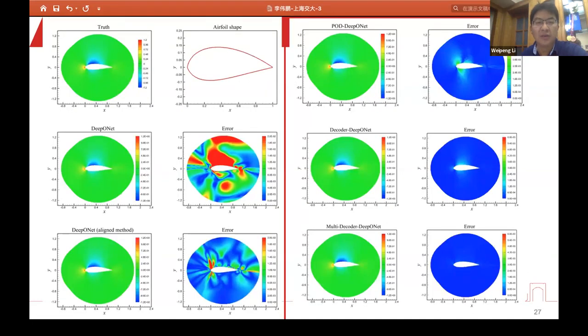And if we look at the flow field predicted by the networks, here is the truth value, and this is an airfoil shape randomly selected from the test data set, not in training. And this is DeepONet, and this is the absolute error compared to the truth value. The absolute errors reduce from the DeepONet to the DeepONet aligned and the POD DeepONet, and then the decoder DeepONet and the multi decoder.